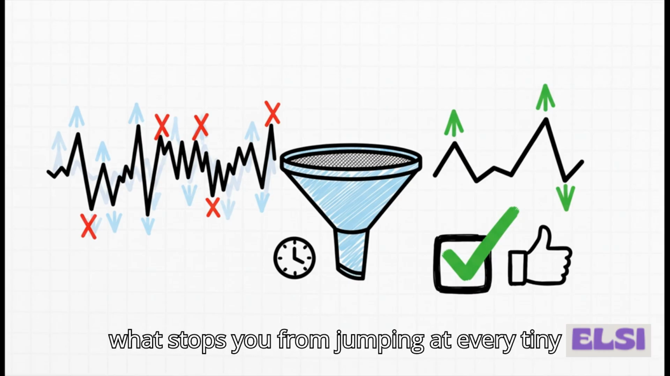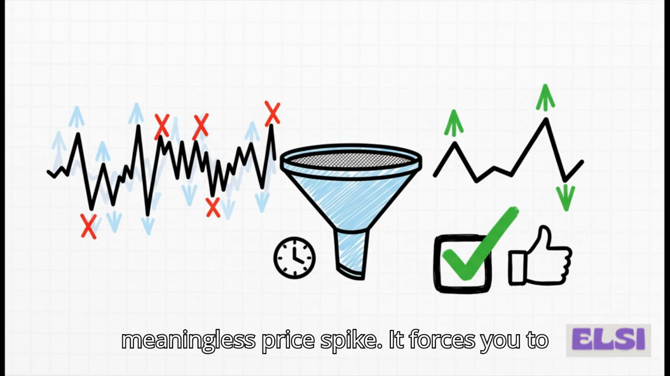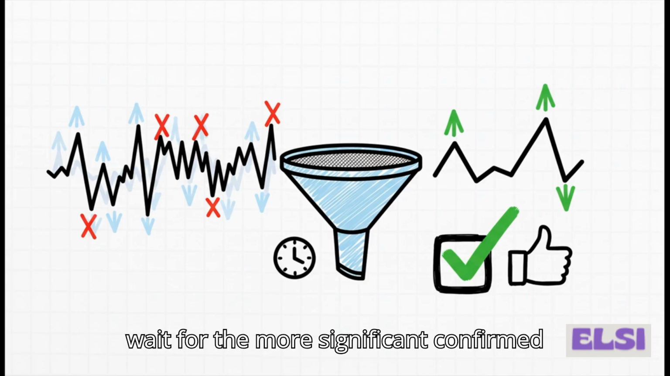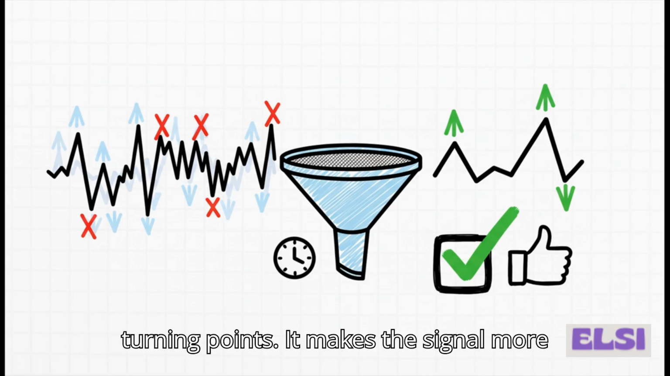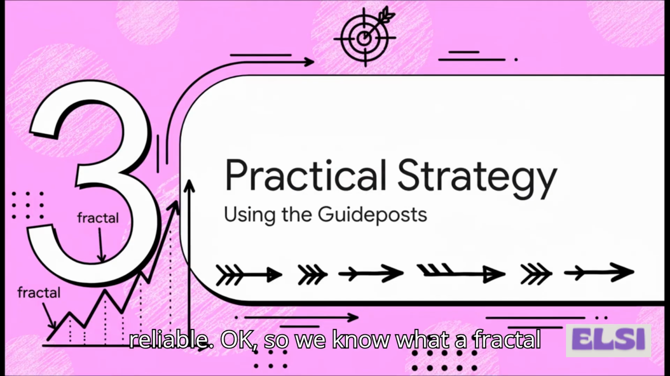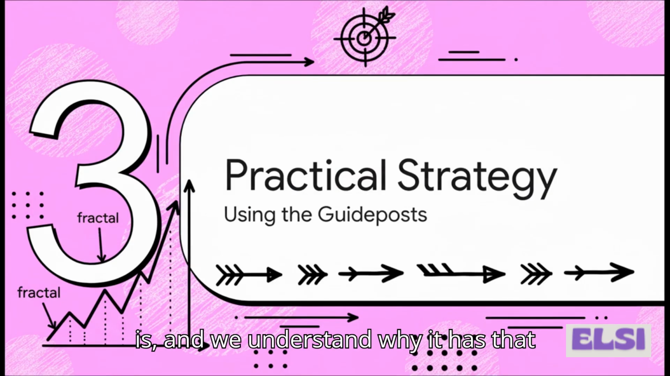It's what stops you from jumping at every tiny, meaningless price spike. It forces you to wait for the more significant, confirmed turning points. It makes the signal more reliable. Okay, so we know what a fractal is, and we understand why it has that little delay.